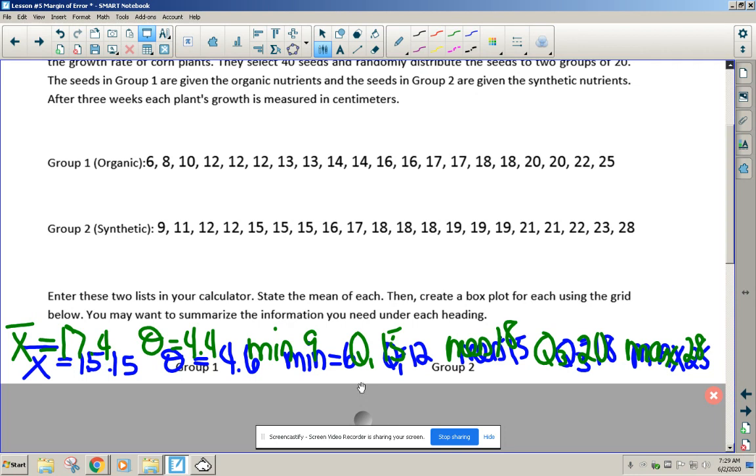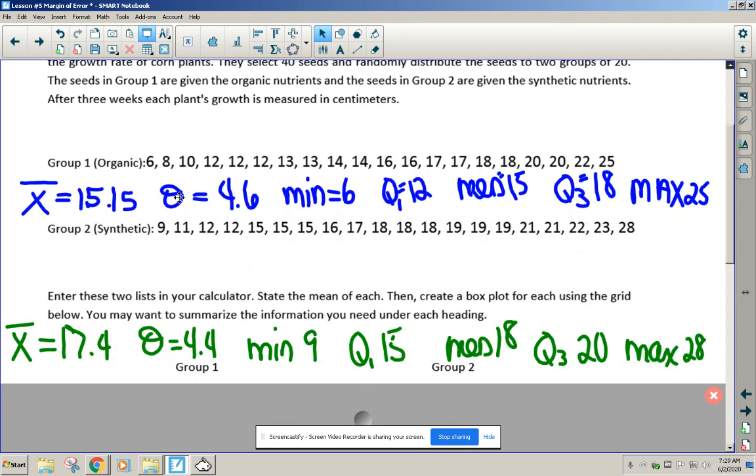Now, once you do this, we find that group 1 had a mean of 15.15, and it has a standard deviation of 4.6. We can clearly see the minimum is 6 and the maximum is 25. And from your data, you can also look and see your quartile 1 was 12, or you could have divided your data into 4 equal amounts and you would have found 12.